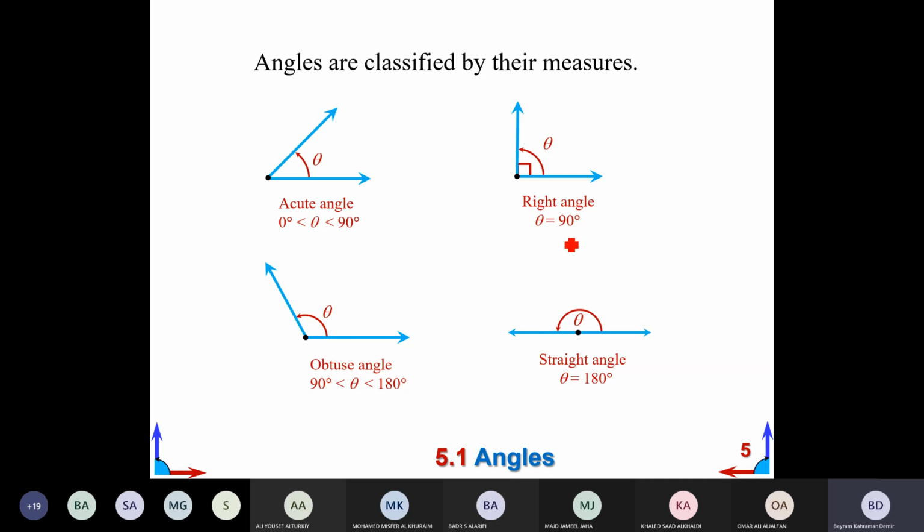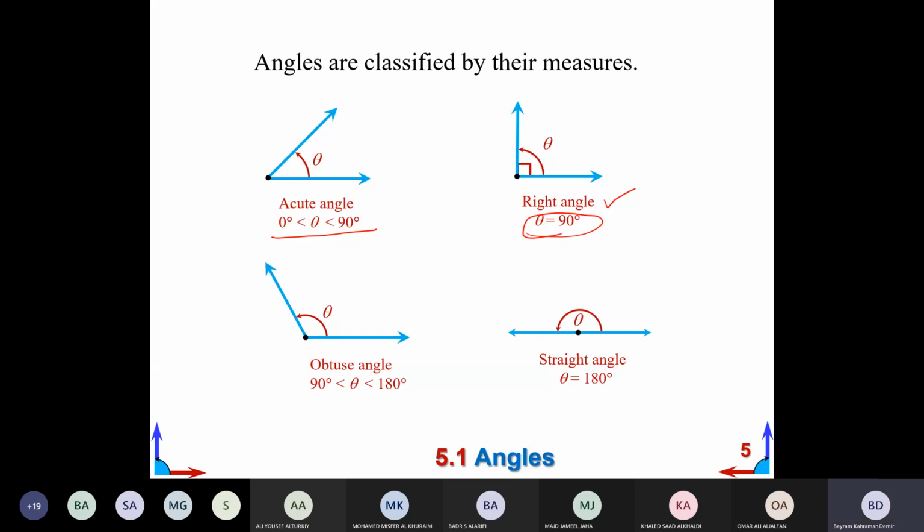For 90 degrees, we are going to call it a right angle. The name of the 90 degree is a right angle. But if something is less than 90 degrees, but positive of course, we will call it an acute angle.